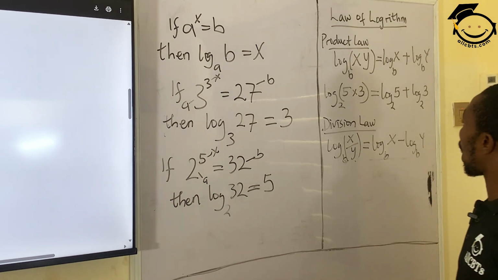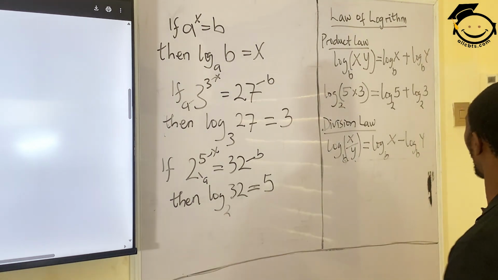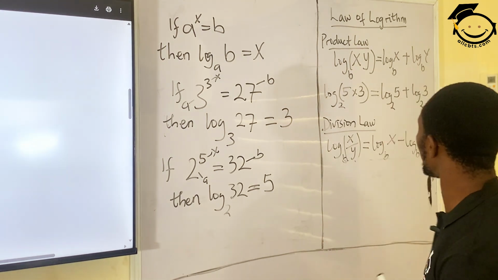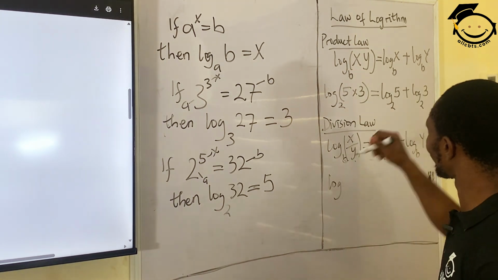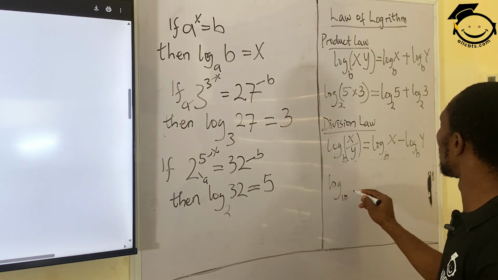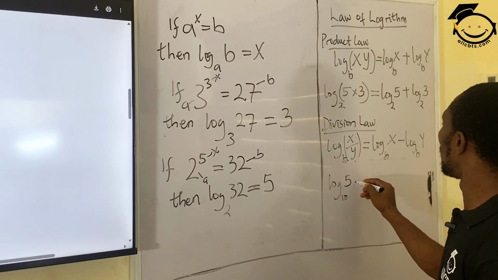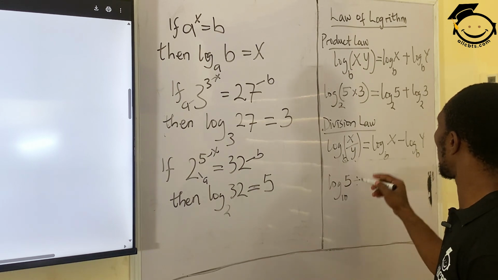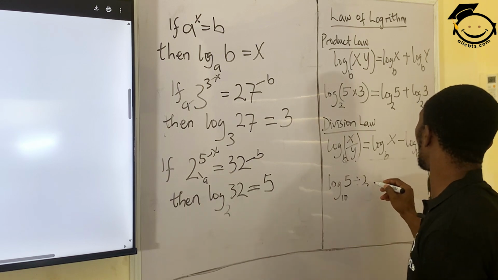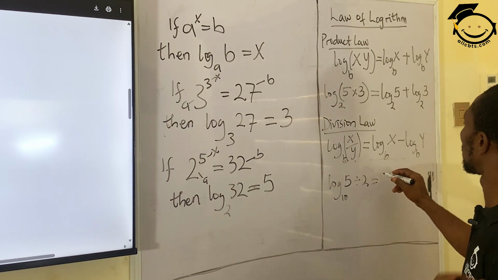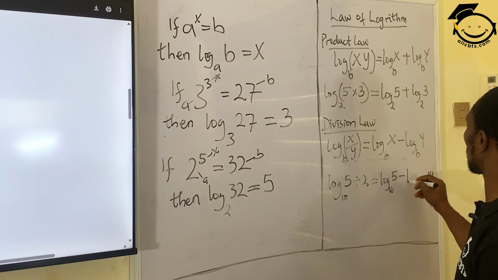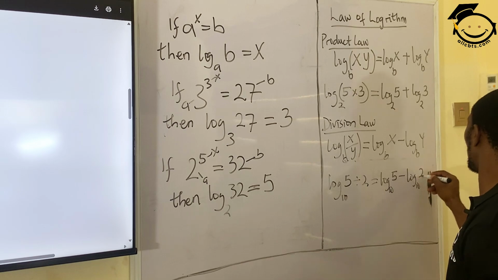Now, for our example, let's look at an example where we have log 10 of 5 divided by 2. This can be written as log 10 of 5 minus log 10 of 2.